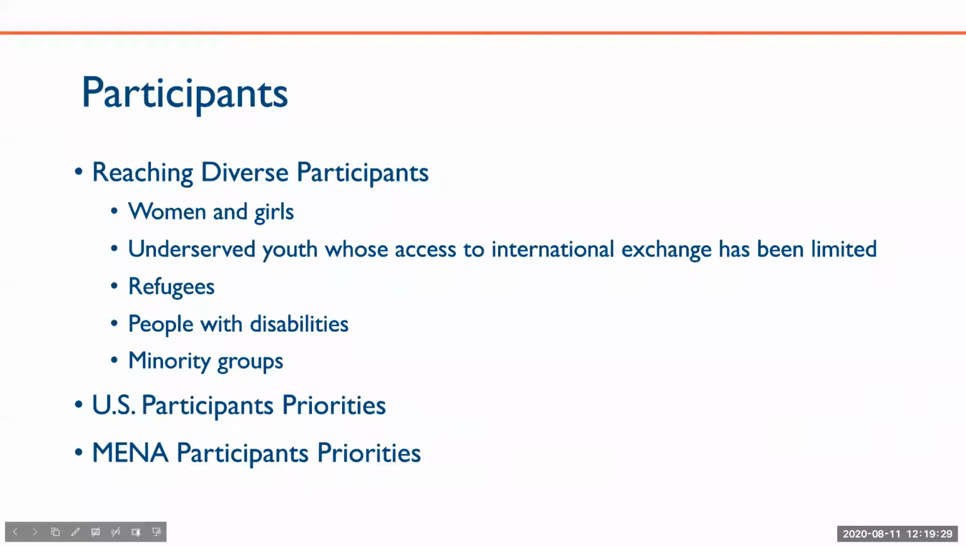In the next slide, the second criterion I want to review is the participants criterion. This refers to who the participants in the virtual exchange program are and what communities they come from. In addition to having participants in the appropriate geographic locations and age ranges indicated in the call for proposals, proposals should also indicate a participant plan that reaches diverse participants, including those groups listed here, including women and girls, underserved youth whose access to international exchange has been limited, refugees, people with disabilities, and minority groups.